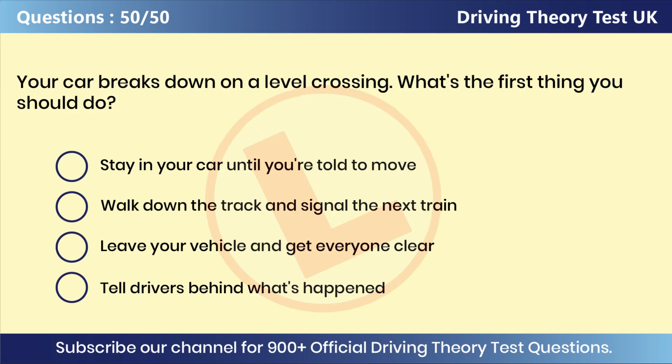Question 50. Your car breaks down on a level crossing. What's the first thing you should do? A. Stay in your car until you're told to move. B. Walk down the track and signal the next train. C. Leave your vehicle and get everyone clear. D. Tell drivers behind what's happened. C. Leave your vehicle and get everyone clear.